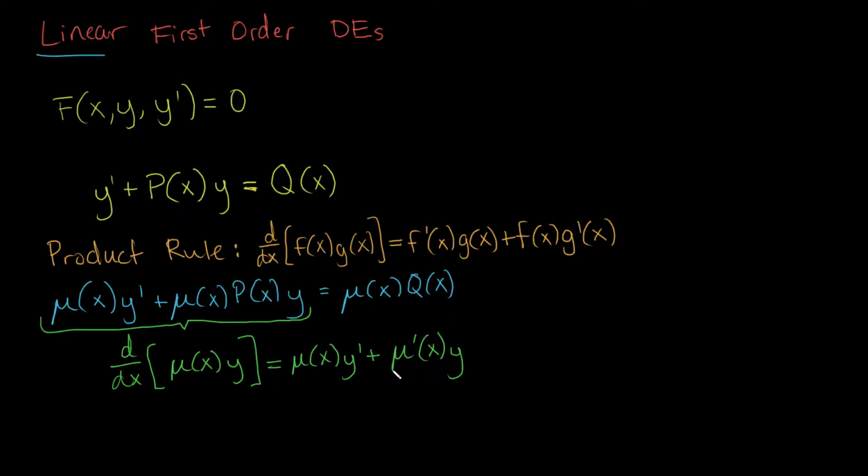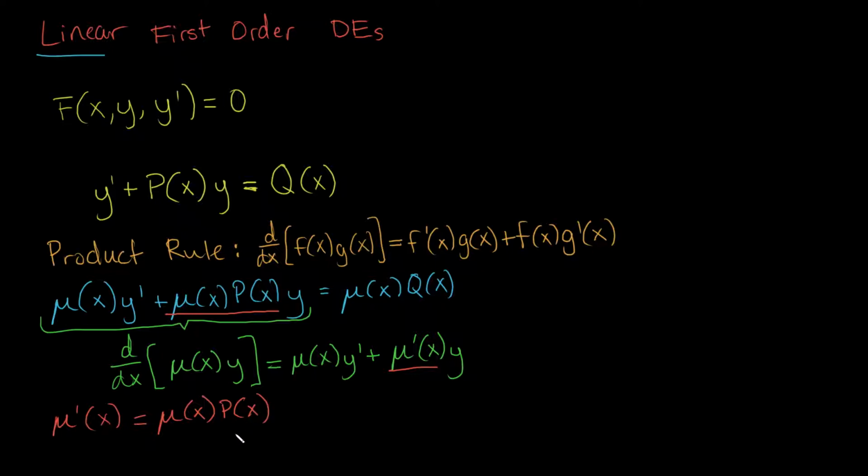The only issue is this mu prime of x must equal mu of x times p of x. But luckily, this mu of x is an arbitrary function, so we should be able to write this down as a condition that mu of x must satisfy, and then solve for mu of x. So if we do that, we're trying to solve for mu of x, where mu prime of x equals mu of x times p of x.